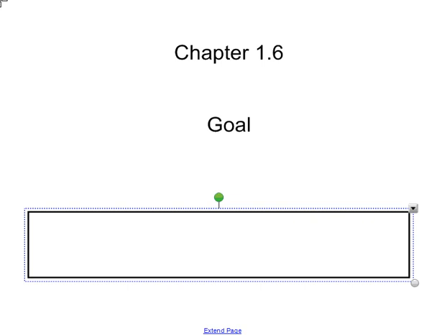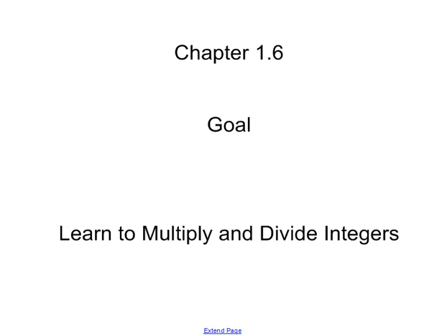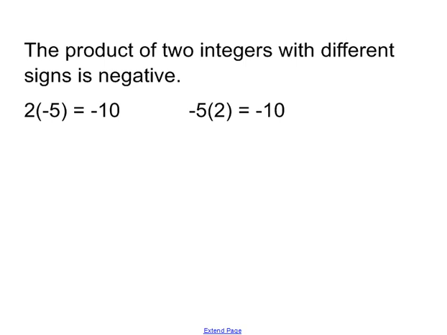Doing our notes over the study guide for chapter 1.6. And as always, whenever we start a new topic, we always start by identifying the learning goal or the learning target for that day. We're going to learn to multiply and divide integers in this section. Here's our rule. The product of two integers with different signs is negative. So the product of two integers with different signs is always negative.